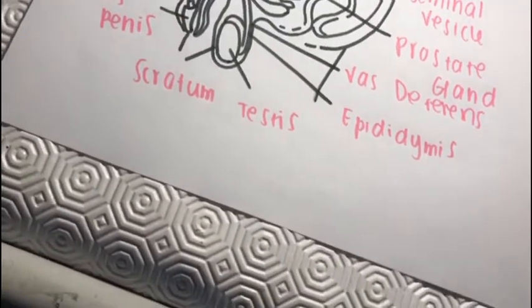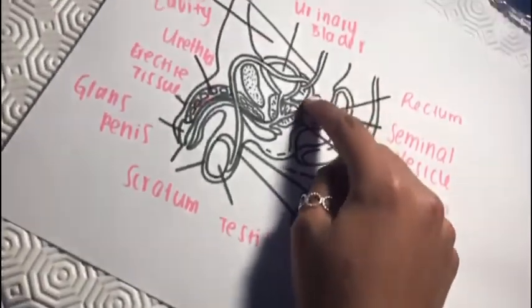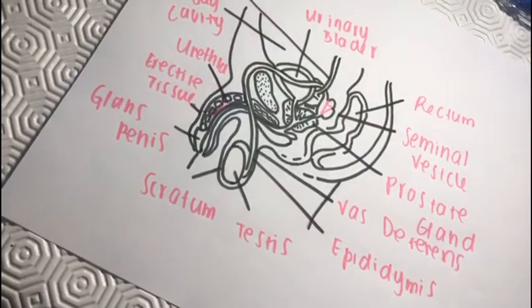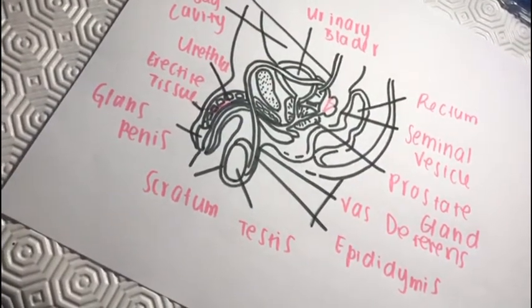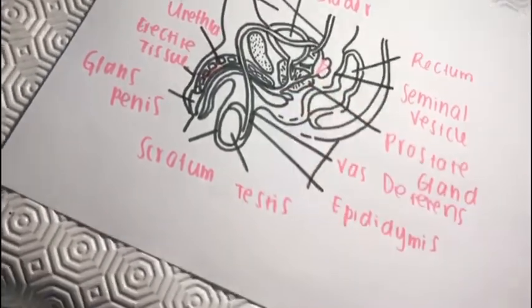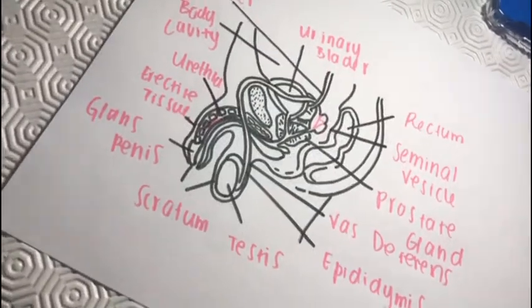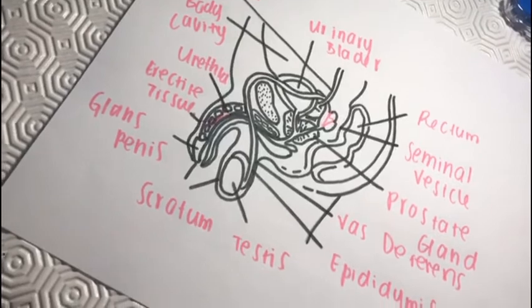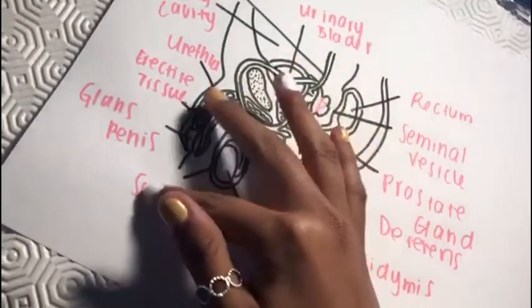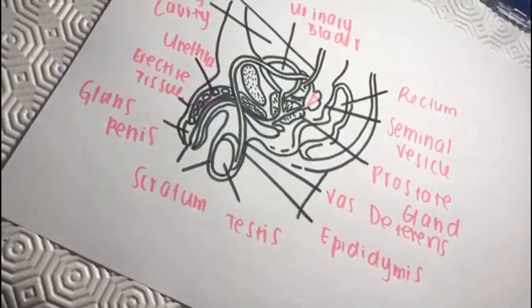And glands include the seminal vesicles, which are like here, they look like tubes, and also the prostate, which is here, and they secrete substances that become part of semen. And then we have semen, which is the thing that comes out. It's a fluid that carries sperm through the urethra and out of the body.